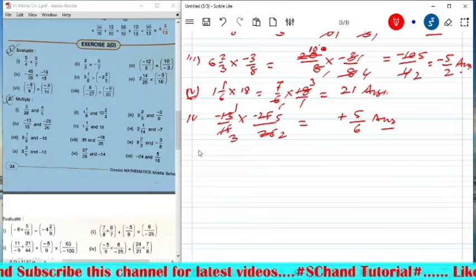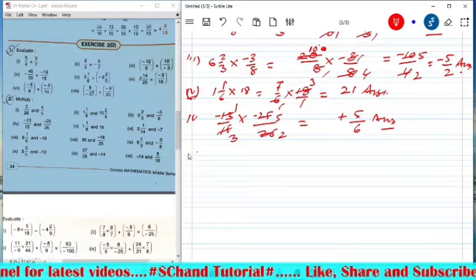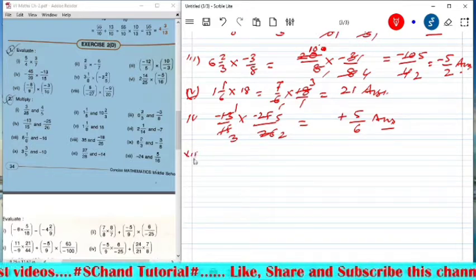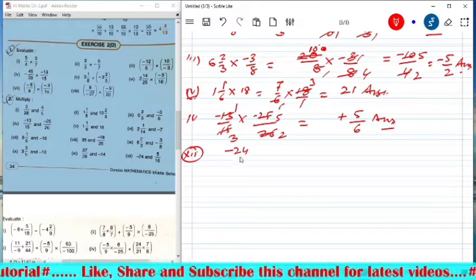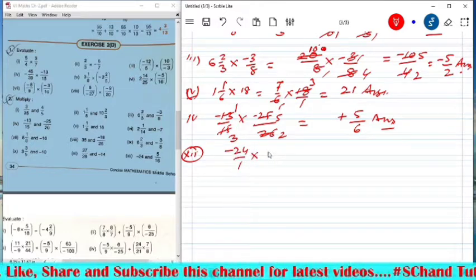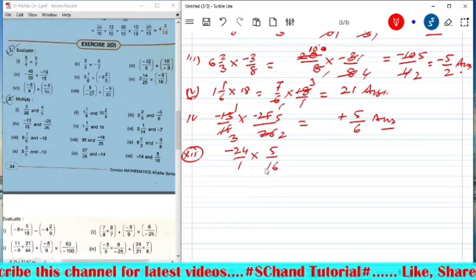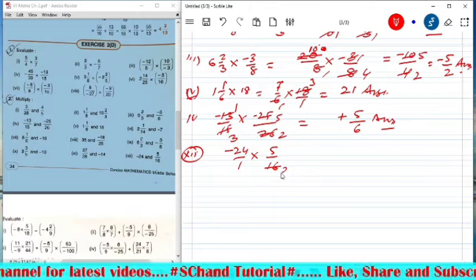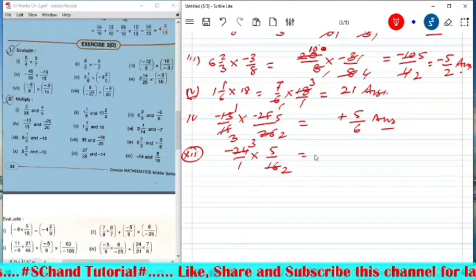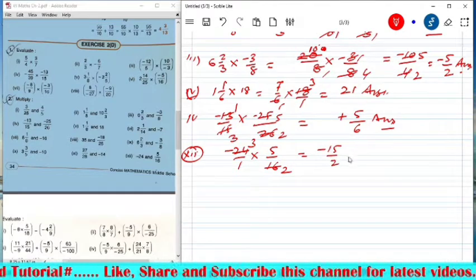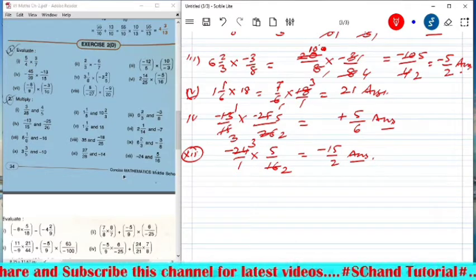Then we have, randomly I can solve everyone because these are the simple ones only. So let's see the last one, number 12, minus 24. Here we can write 1 also, no problem. 1 into 5 over 16. So it is coming in the same table. 2 8s are 16 and 3 8s are 24. So it is minus 15 over 2. This is the answer. So this is how you can solve the remaining parts also.